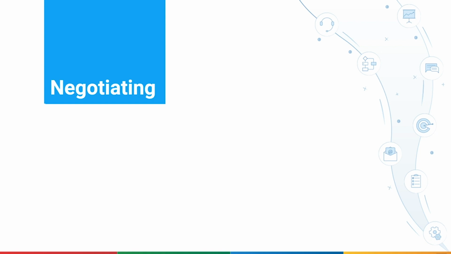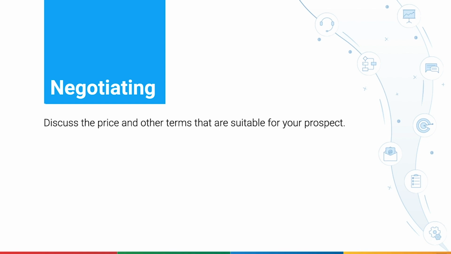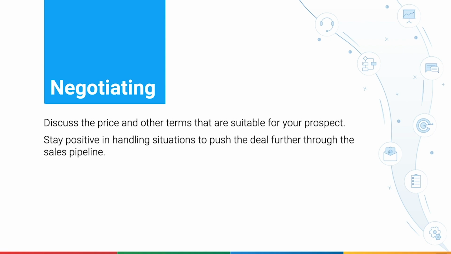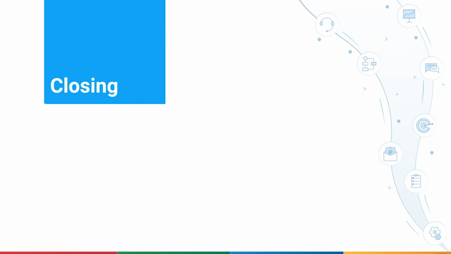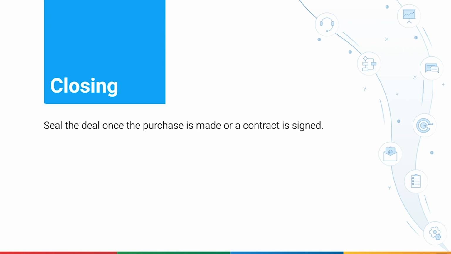Negotiating. Even with the best offerings, your prospects may hesitate and object to the price, delivery timeframe, or terms. For this stage, your sales teams need to stay positive and be prepared in handling the situation to speed up the process and to push the deal further through the sales pipeline. Closing. And finally, it's time to close the deal when the purchase is made or a contract is signed.